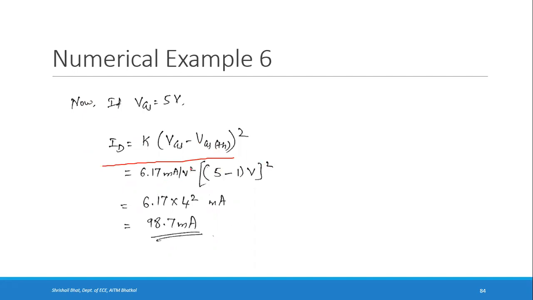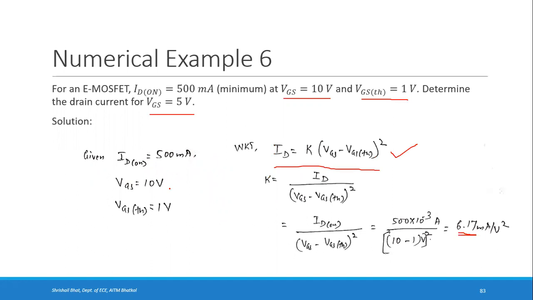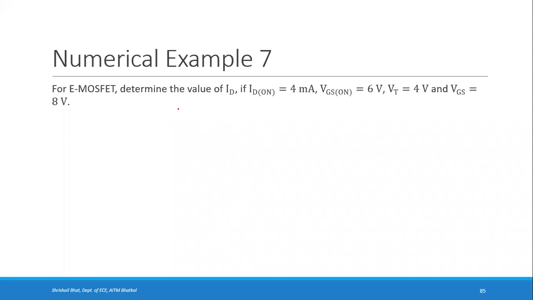There is milliamps per volt square and there is volt square. The volt square gets cancelled. So the unit that is remaining is milliamps. That's correct, because we want the unit for current. So if you multiply, you will get 98.7 milliamps. ID will be 98.7 milliamps. So what you have done here is you have first found the value of K using the ID on condition. Then that K you have substituted for the given value of VGS, and you have got the value of ID.